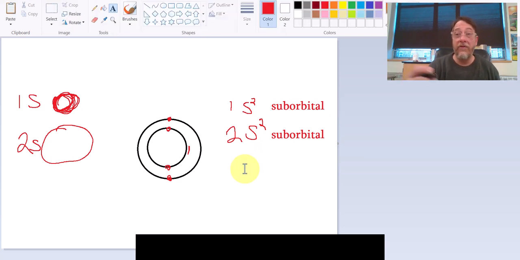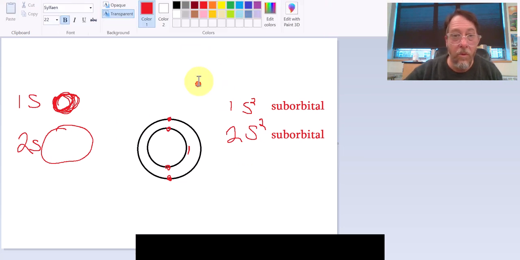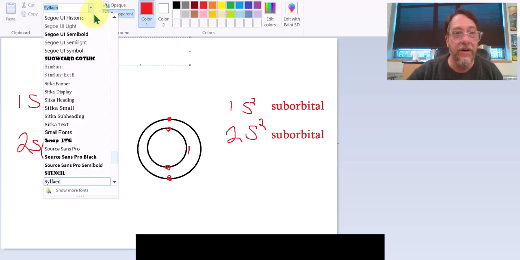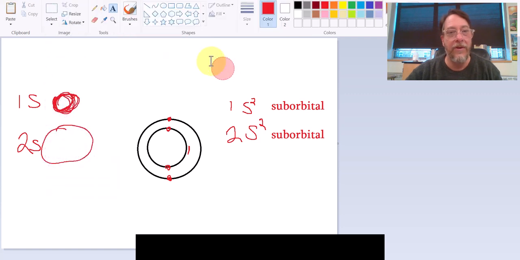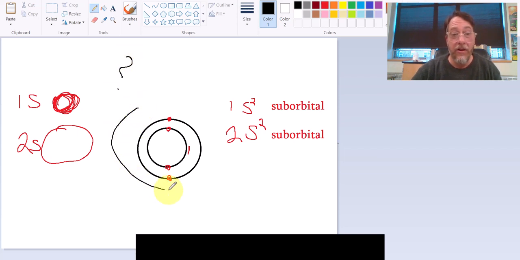But when we get filled on 2s, let me get my pencil going here. So, the question is, what happens after 2s? Do we then move to our larger 3s? But wait a minute, what about the other six? I thought that this held 8, and it does, but it isn't 8 like you might have thought.